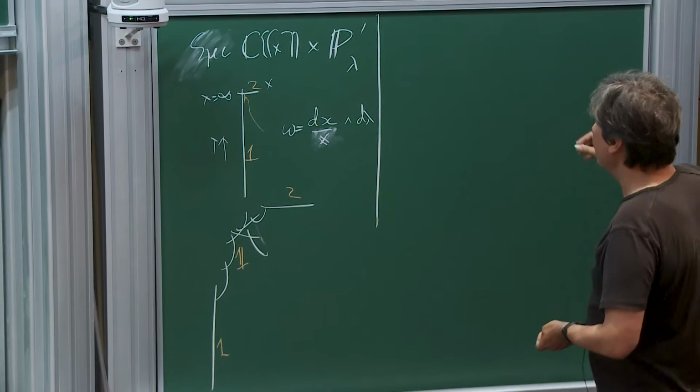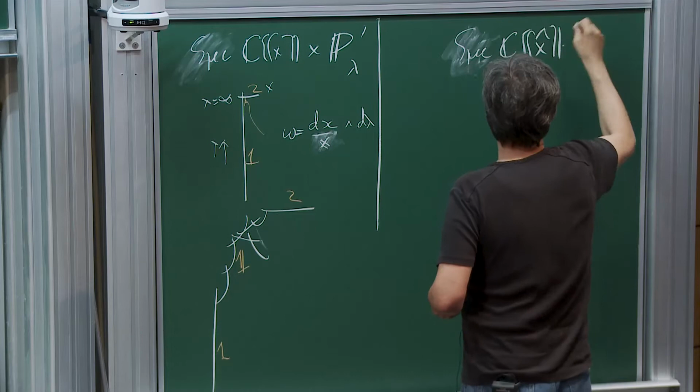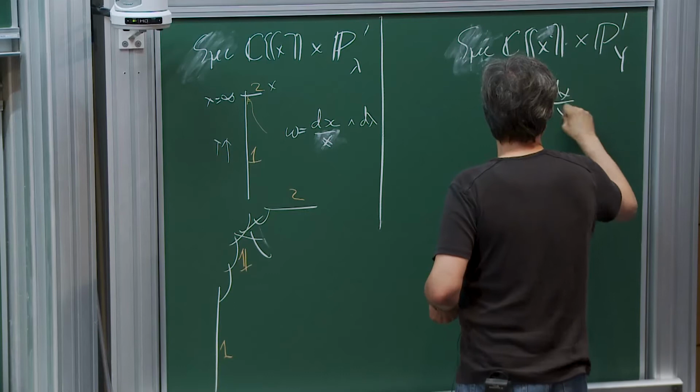And here what we do, we consider spec of C, of maybe put X hat, and maybe put also times P1 with coordinate Y, say, or maybe don't put hat, and consider the form which is dx over x, dy over y.